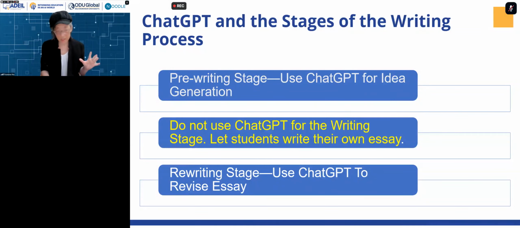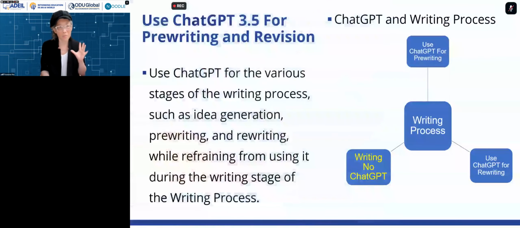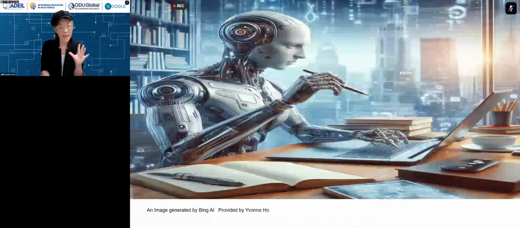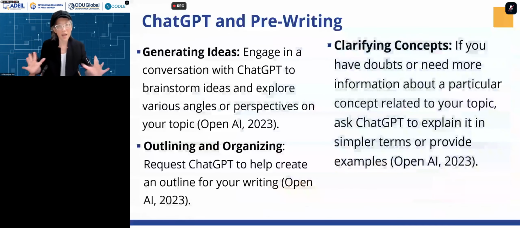And so in this section, in the pre-writing stage, use ChatGPT for the pre-writing stage, such as idea generation, and rewriting for checking grammar. So here is how ChatGPT can help a writer in the pre-writing stage. It helps generate ideas. You can engage in a conversation with ChatGPT to brainstorm ideas and explore various angles or perspectives. You can request ChatGPT to help create an outline for your paper.